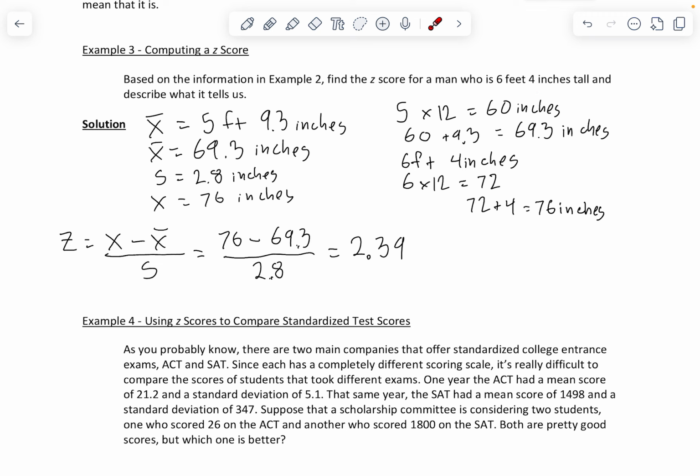So somebody who's 6 feet 4 inches is actually kind of significantly above average, because it's 2.39 standard deviations above the mean. Remember from the empirical rule, it says that for any normally distributed data set, you'd expect about 95% of your data to be within 2 standard deviations of the mean. So 95% of your data would have z-scores between -2 and +2. Which means to have a data value with a z-score of 2.39 is somewhat unusual, based off of putting that into perspective a little bit.